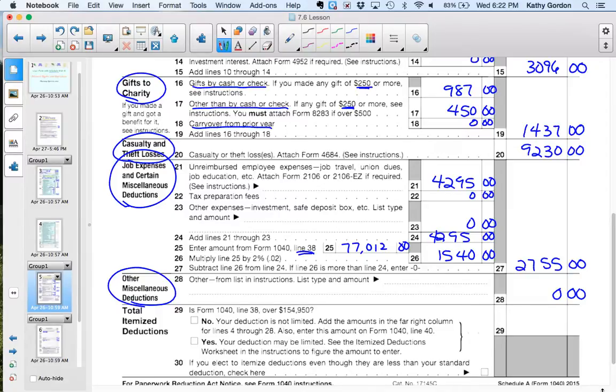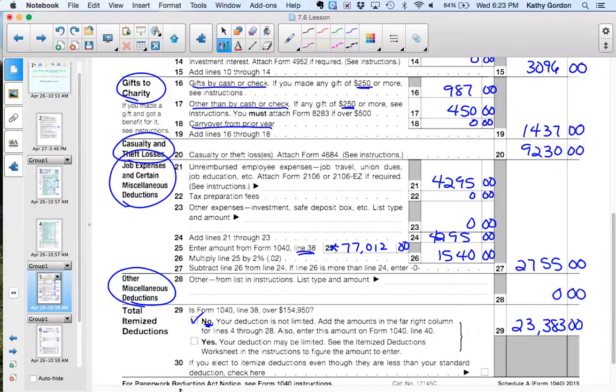And so then line 29 asks you, is Form 1040 line 38 over $154,950? Well, no, it's not. Our line 38 is the 77,012. So if it's not, then we get to check the no box, and there is no limit on our deductions. Okay? And so we can go ahead and add everything that's been in this far right column, and we end up with a total of $23,383.